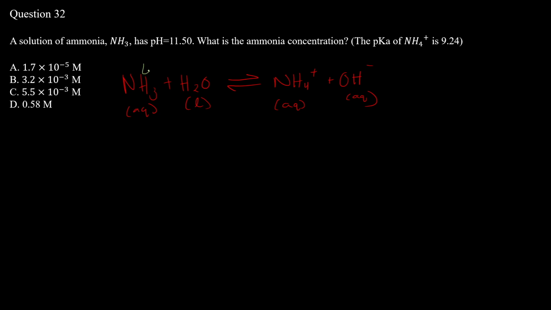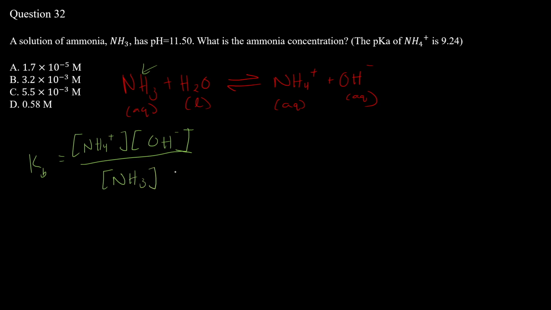So since ammonia is a base, we're dealing with Kb. And the equilibrium expression for this reaction is going to be the concentration of your products, the ammonium ion and the hydroxide ion multiplied together, divided by the reactants. And only ammonia goes here because the water is a liquid. And remember, pure liquids and solids do not count in your equilibrium expression. At the end of all this, we're trying to find the ammonia concentration. So how are we going to find it?